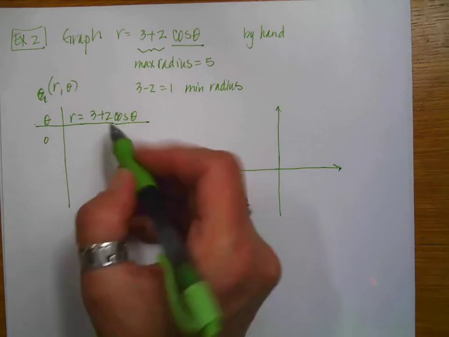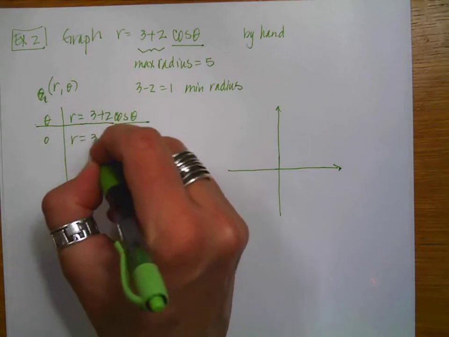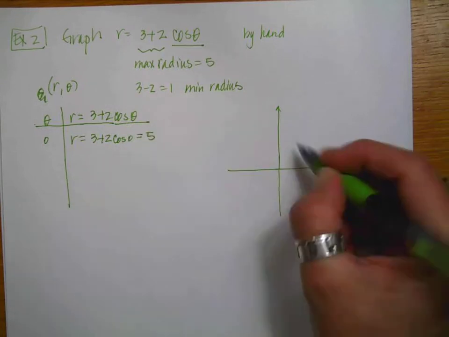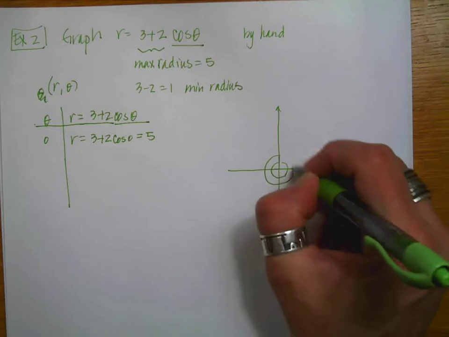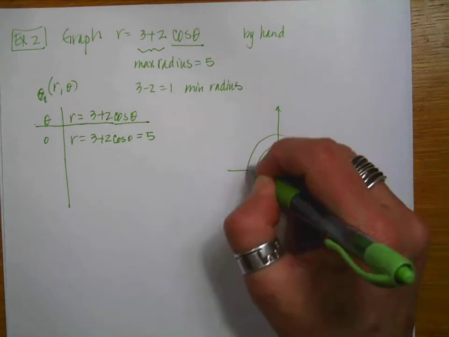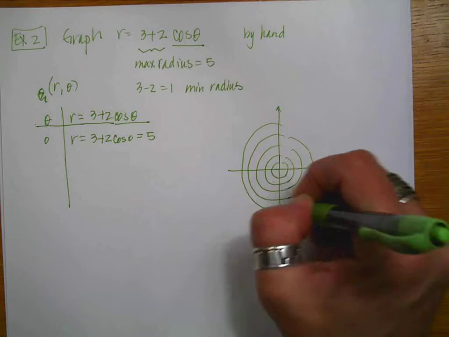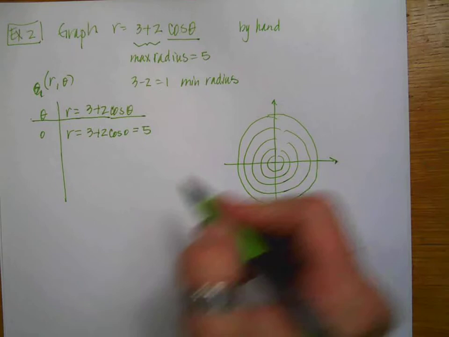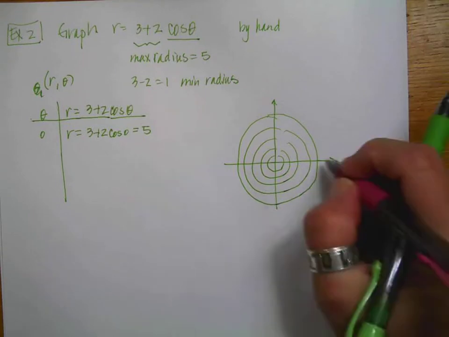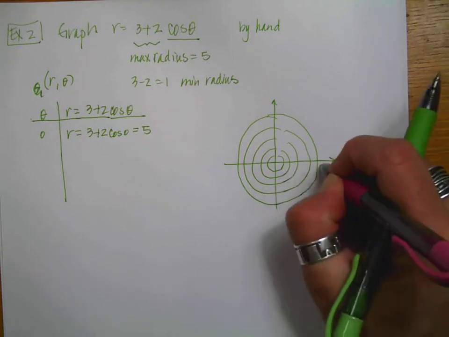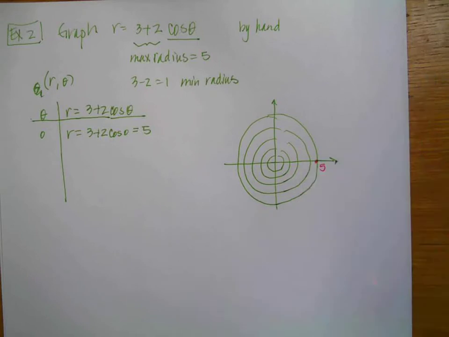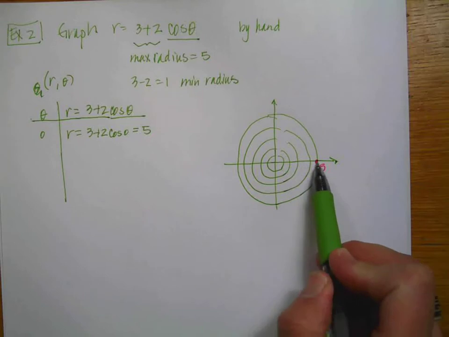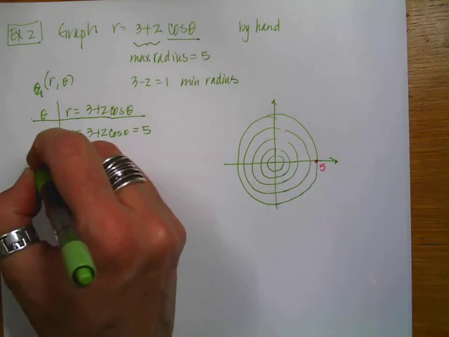So the first angle that I'm going to choose is 0. When I substitute that in, I get r is 3 plus 2 times the cosine of 0, and that's going to give me a 5. So then I'm going to draw 1, 2, 3, 4, 5. Those are rough circles, but we get the general idea. My first radius, in a different color, is going to be 1, 2, 3, 4, 5. Remember, we need at least one number on every axis. Since my graph is symmetric about the horizontal axis, that point doesn't go anywhere.